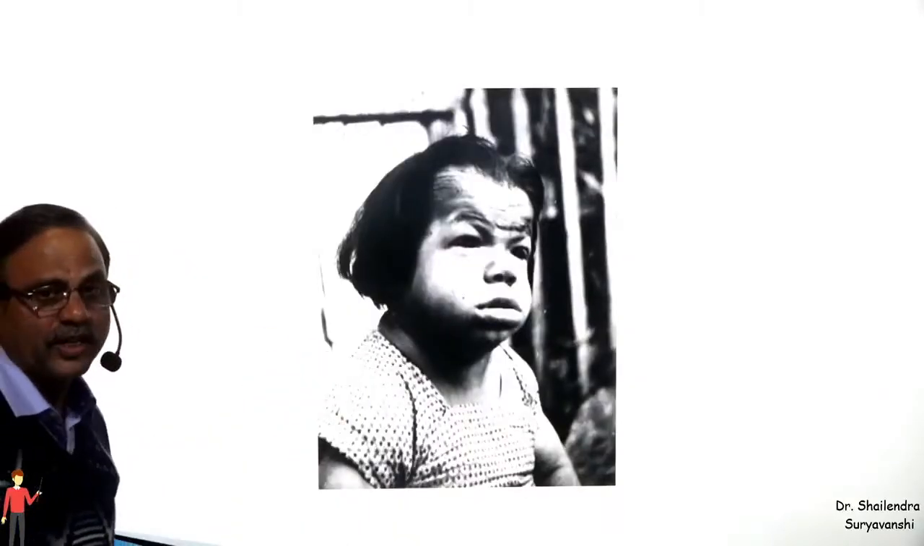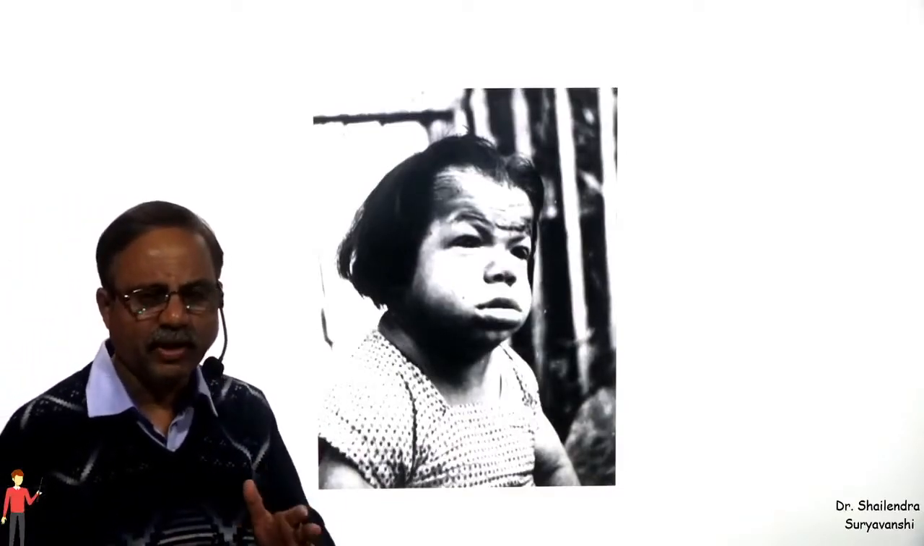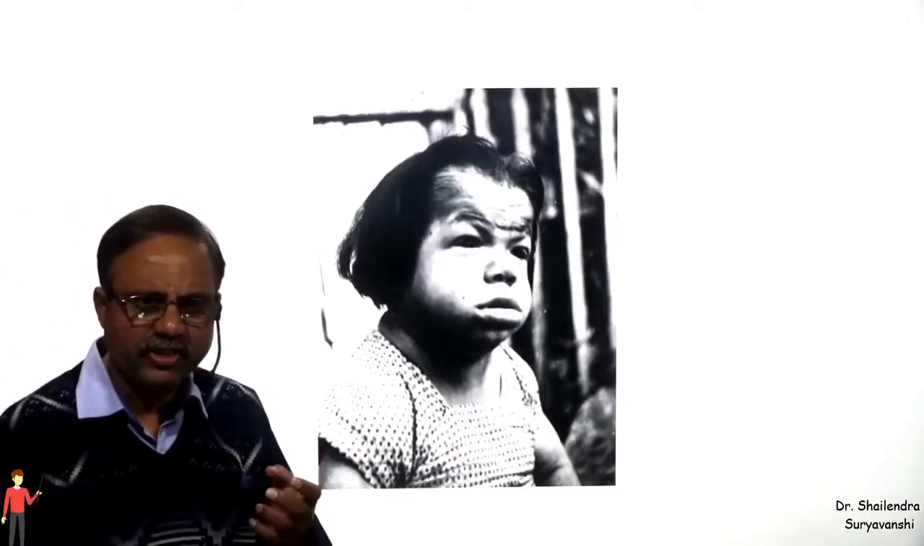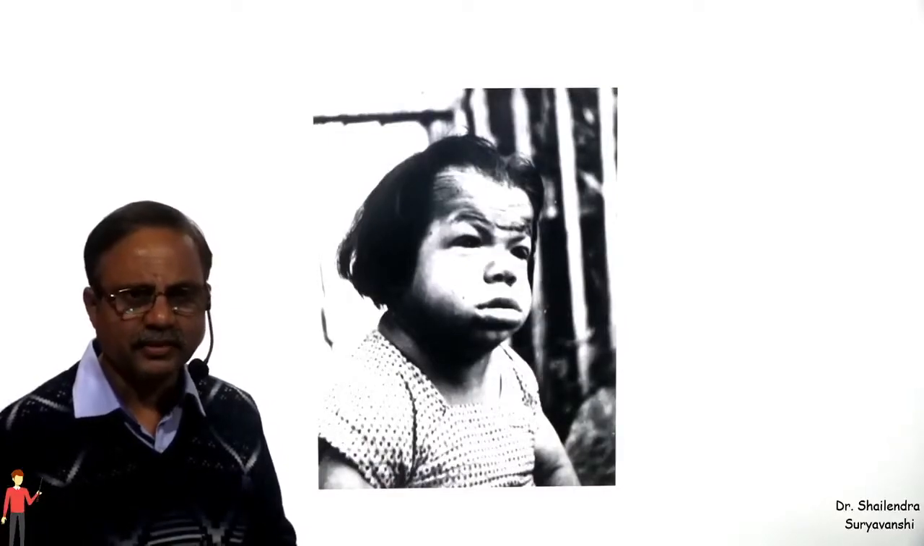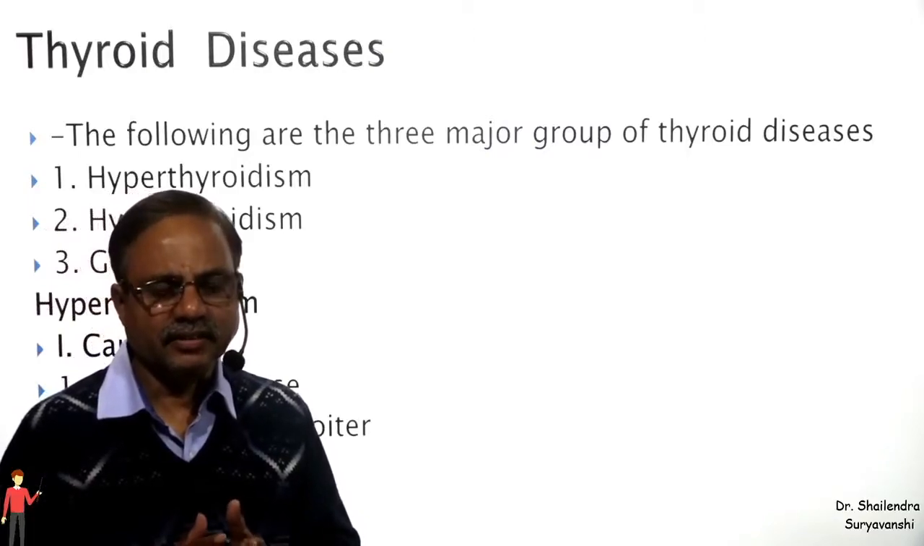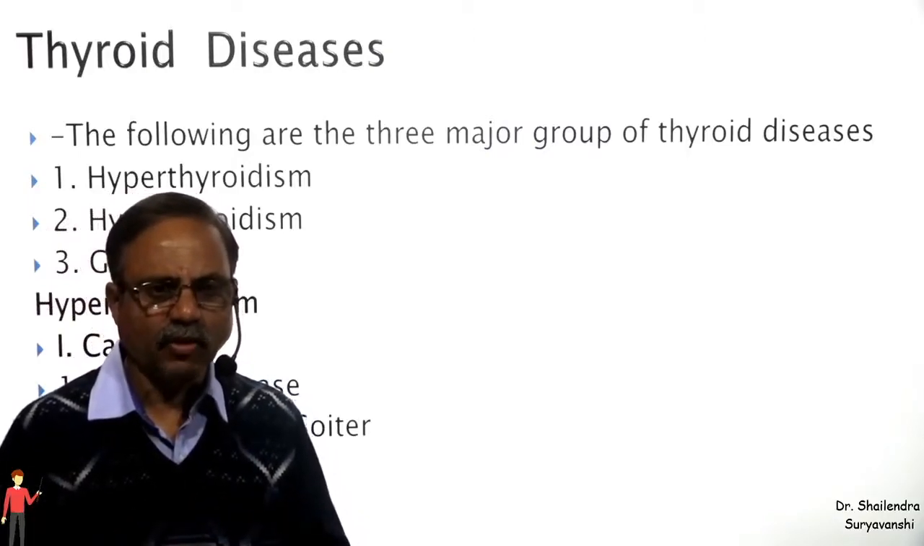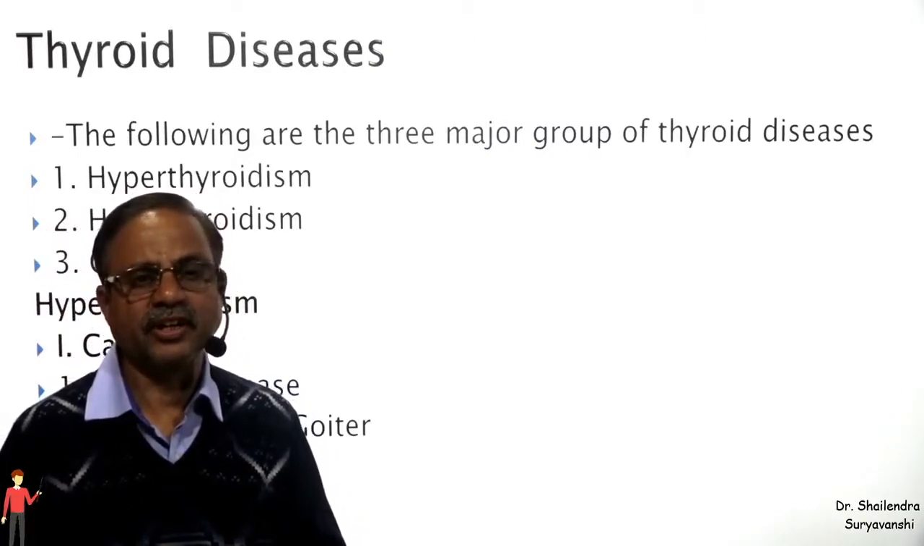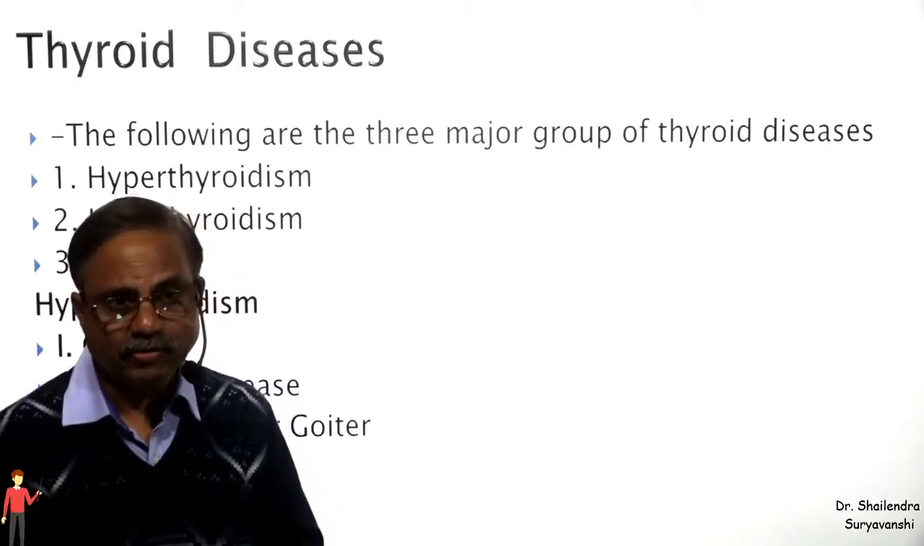This is the photo. You can see from the photo itself that the child is subnormal; you can make out the way she is. Again, we had already discussed one disease, cretinism, that occurs in early childhood when the child does not get a sufficient amount of thyroxine hormone.